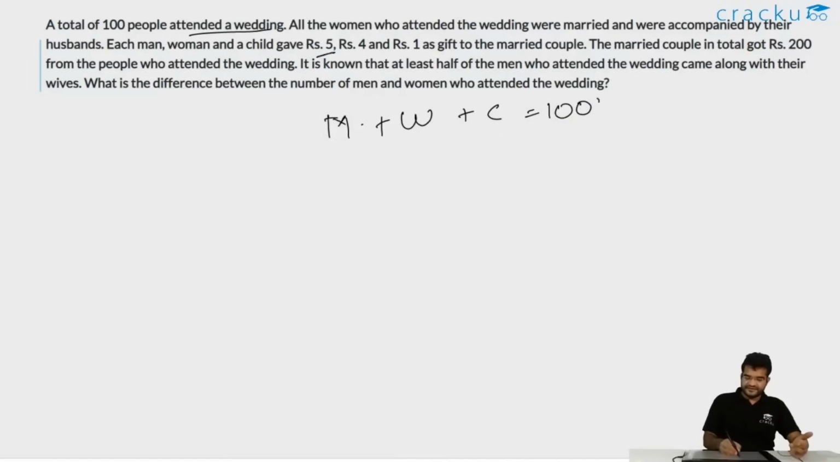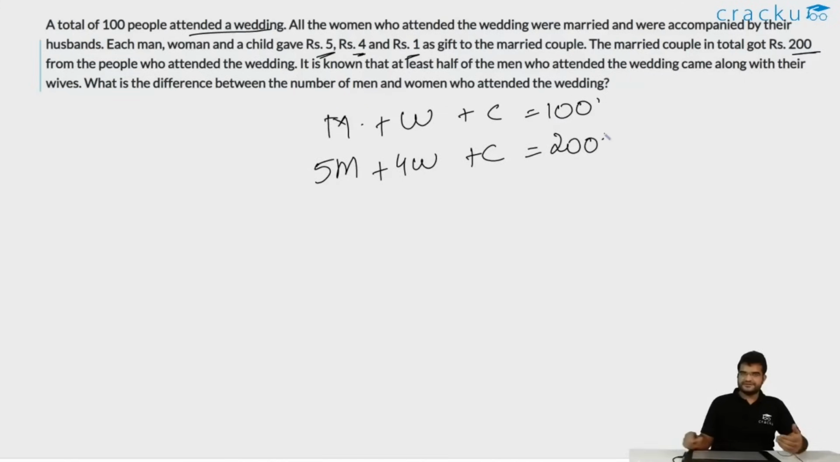And each man has given rupees 5, each woman has given rupees 4 and each child has given rupees 1. So, 5M plus 4W plus C is the total money that is given to the married couple. This has been told to equal 200. We are given some more information between M and W. We are told that every woman attended the wedding along with her husband. So, it would imply that W is less than or equal to M, because for every woman we also have her husband, and in addition to all these married men, there are also some men who have attended it alone. Now, the total number of men who attended the wedding we assume to be equal to M.